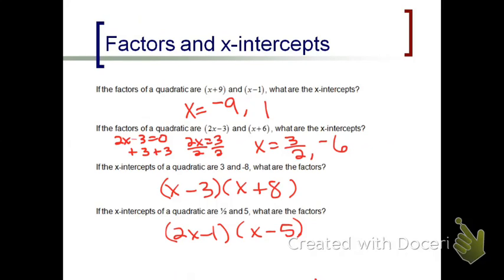There is a question on your test where, if you're given factors, you have to find the x-intercepts, and if you're given x-intercepts, you have to find factors. So just know that that is something you need to do. The show me what you know is just factoring, and there's a bonus where you can solve them.